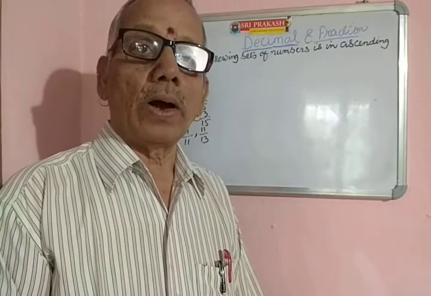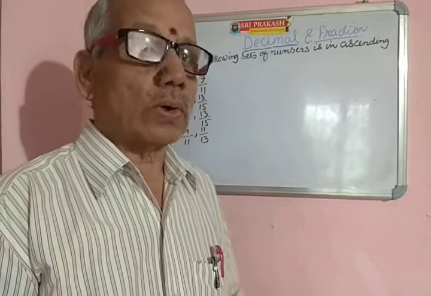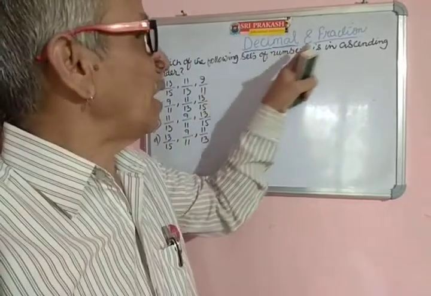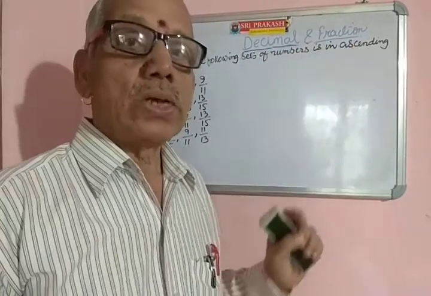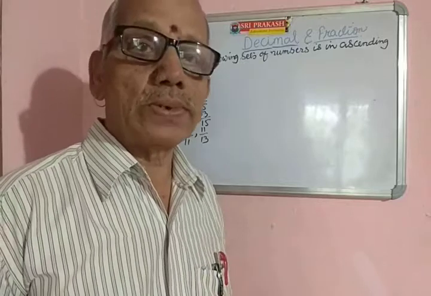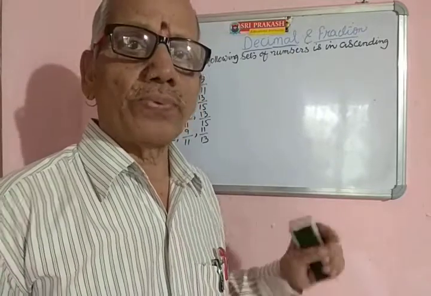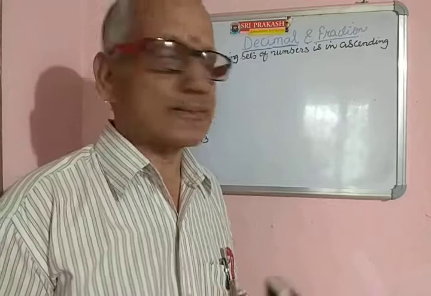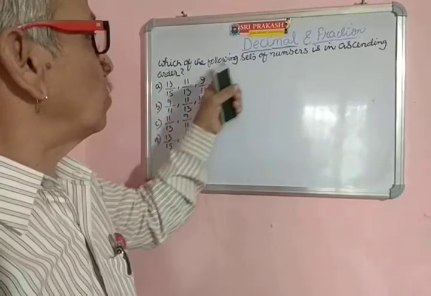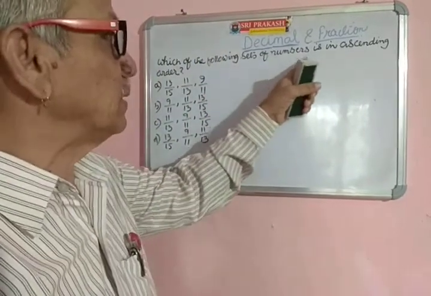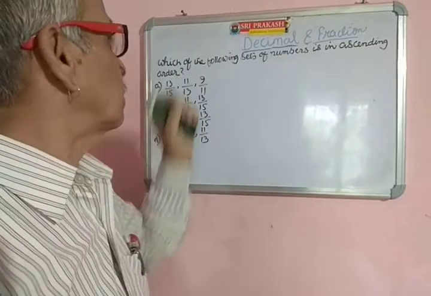Today I have come up with a new concept, decimal and fraction. So we do some problems in this chapter. The first problem reads like this. Which of the following sets of numbers is in ascending order?